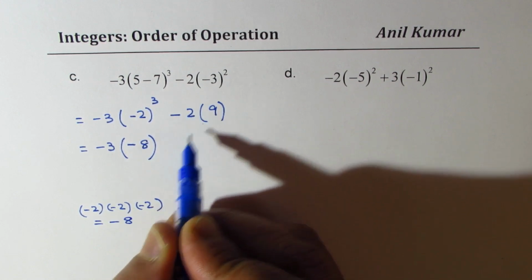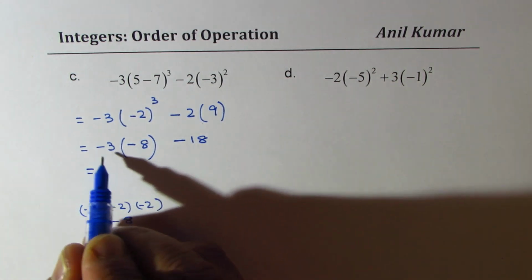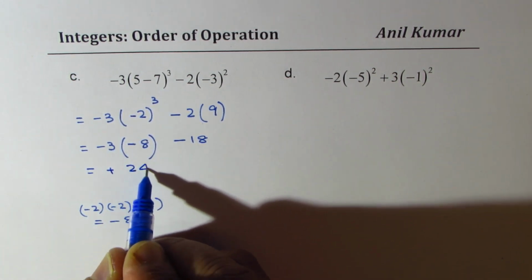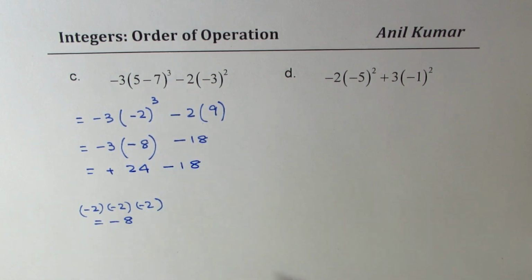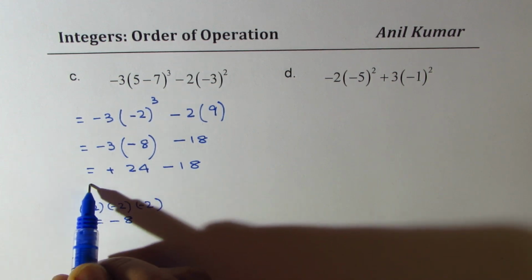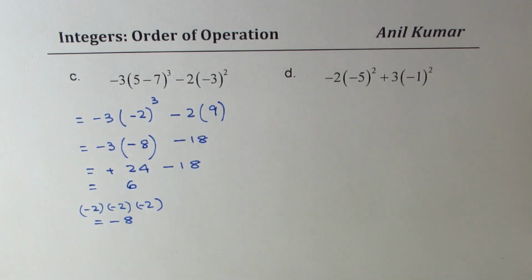Open this bracket. 2 times 9 is 18. So we get minus 18. When you multiply two negatives, you get positive. 3 times 8 is 24. And 24 minus 18 is what we get. Now you can take away 18 from 24. You get 6. So that is the result.